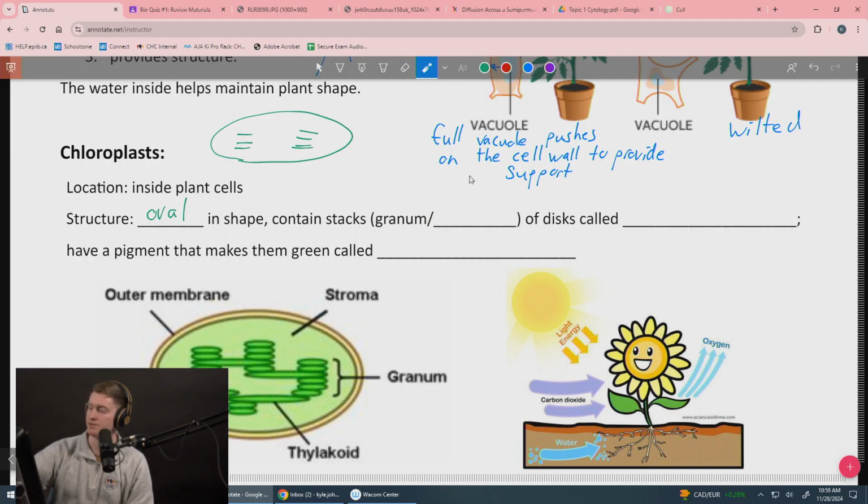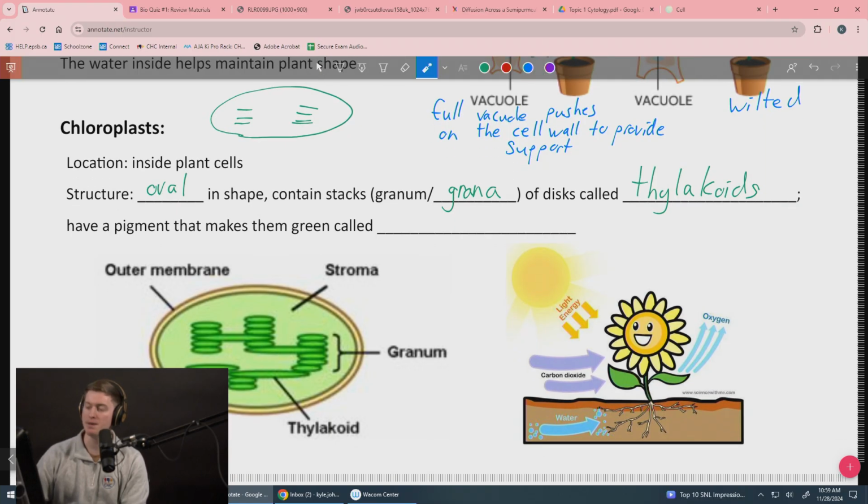The stacks inside are called grana. The singular is granum. That is related to the Latin word for coin. I don't think that's particularly important for you to know for Science 10. But the stacks of them are little discs called thylakoids, which is a funky word. But the thylakoids are these discs. A stack of thylakoids is called a granum. A bunch of granum are called grana. It's a lot, I know.